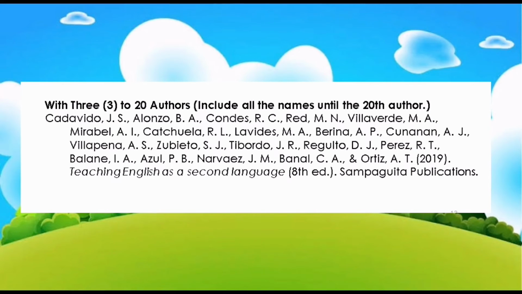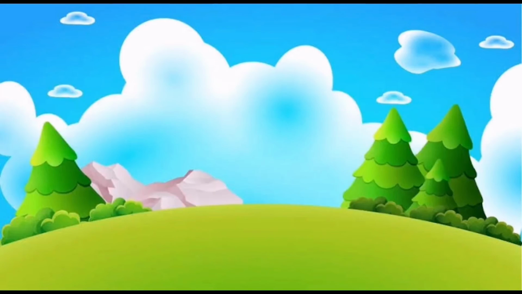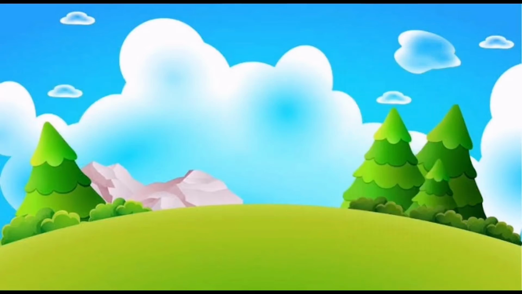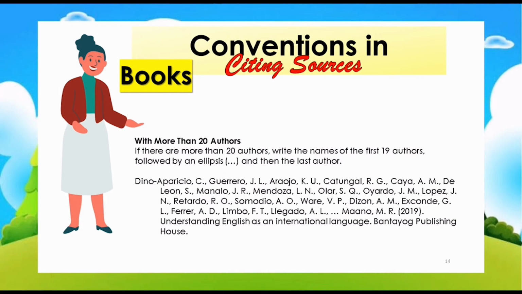I know what you're thinking. Yes, it's very difficult, but it's also recognizing the efforts of all these authors. But it's not always happening. If there are more than 20 authors, write the names of the first 19 authors, followed by an ellipsis, like the 3 dots, and then the last author.